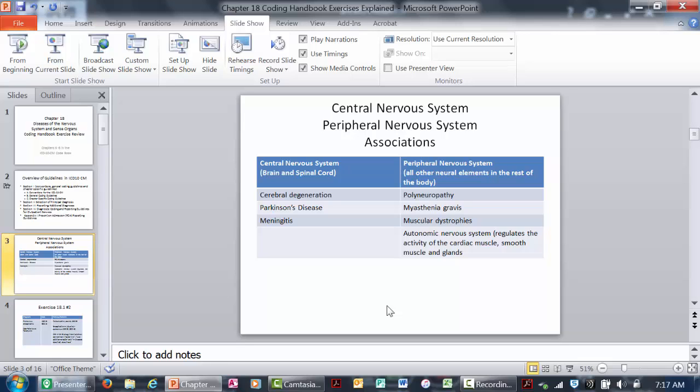Let's talk about the nervous system now. The nervous system is broken down into the central nervous system and the peripheral nervous system. So really any diagnosis that affects the brain and the spinal cord is going to come under the central nervous system, and everything else throughout the body is going to come under the peripheral nervous system. Notice that the autonomic nervous system is what regulates the activity of the cardiac muscle, your heart muscle, the smooth muscle, which is along your GI tract, and your glands.